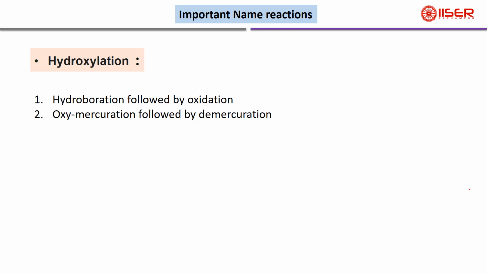Next topic is hydroxylation. So hydroxylation can take place in two ways. First one is hydroboration followed by oxidation, and next one is oxymercuration followed by demercuration.